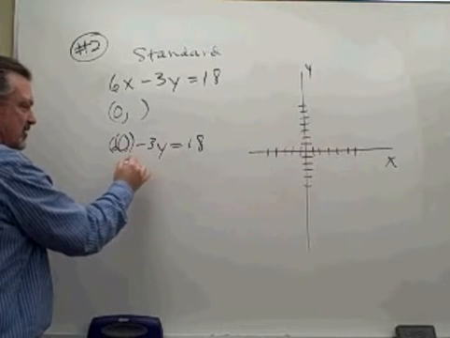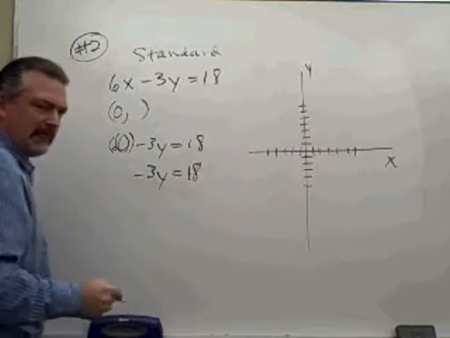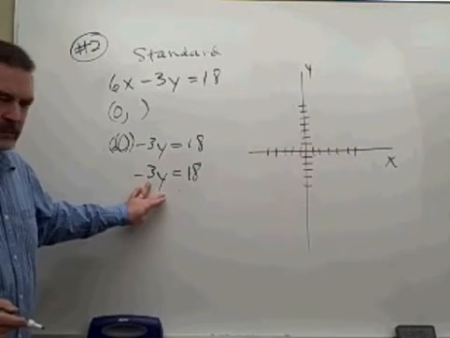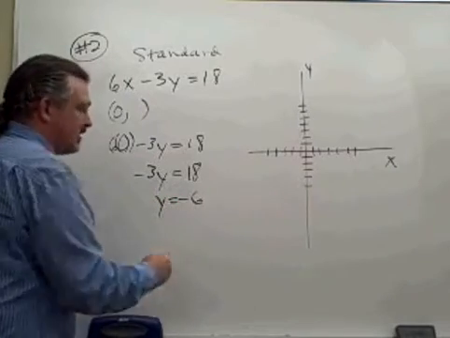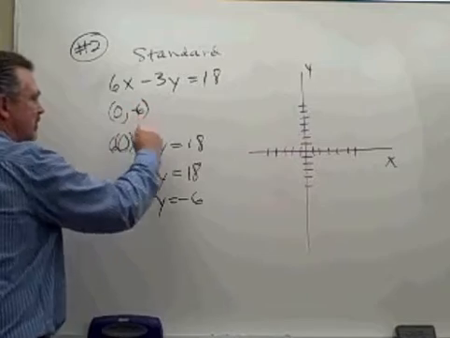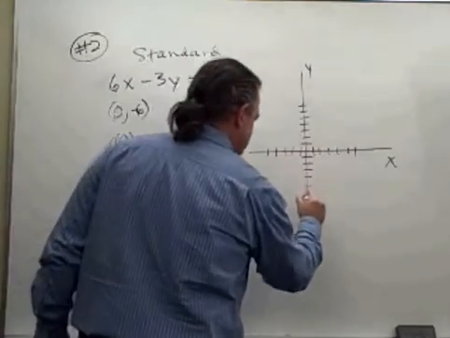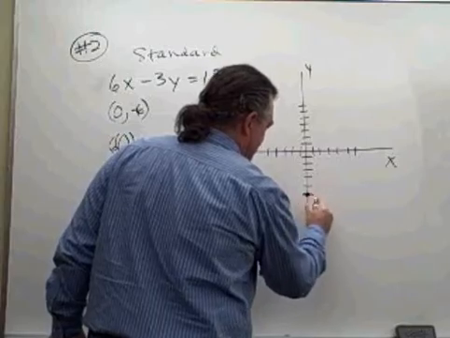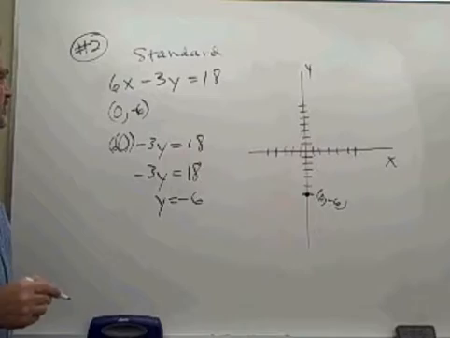Well, 6 times 0 is 0. 0 minus 3y would just be negative 3y. So what number can we multiply times negative 3 that makes 18? Well, that would be negative 6. So when x is given a value of 0, the y value has to be negative 6. Well, that would be the point down here, wouldn't it? Isn't that the point 0, negative 6?